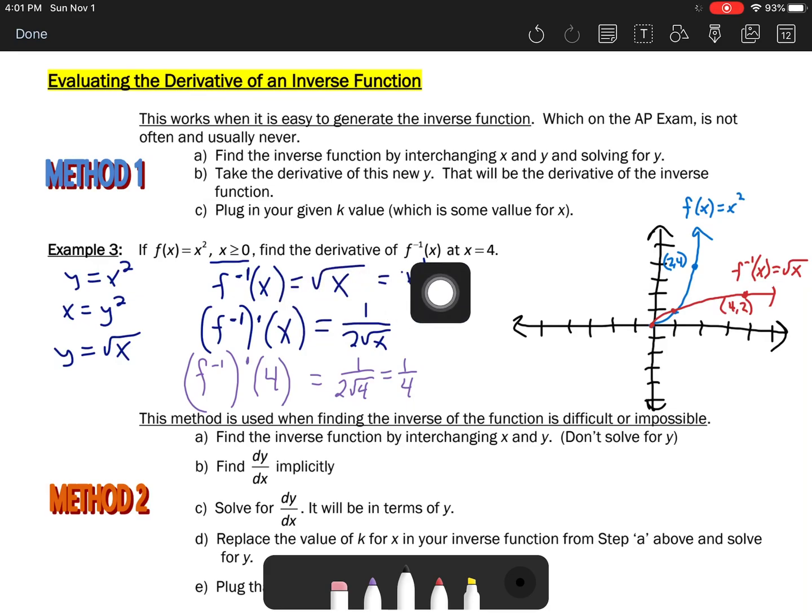Okay, so then to find the derivative of the inverse at x equals 4. Let's go through these steps here. So first thing, it says find the inverse by interchanging x and y and solving for y.